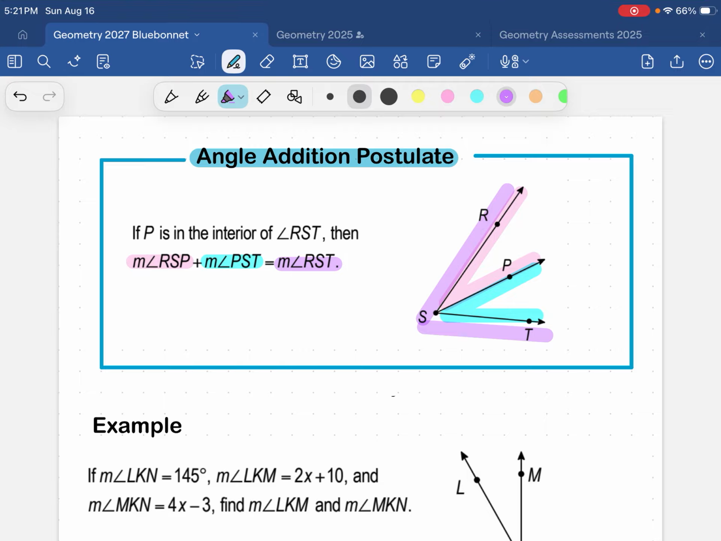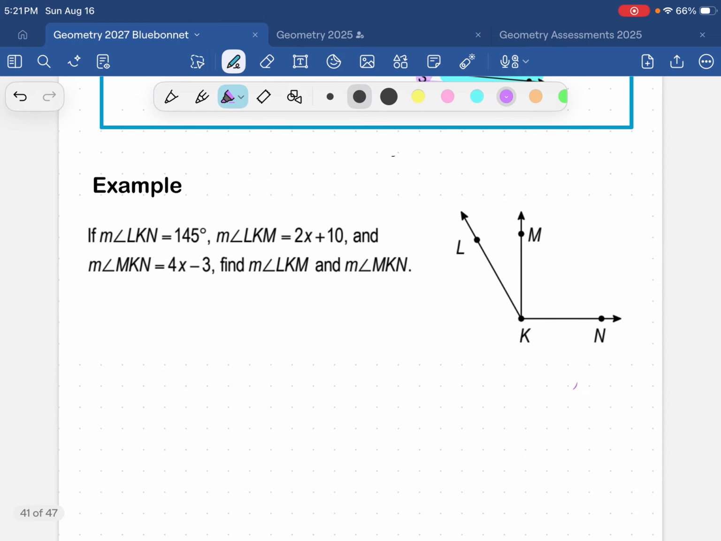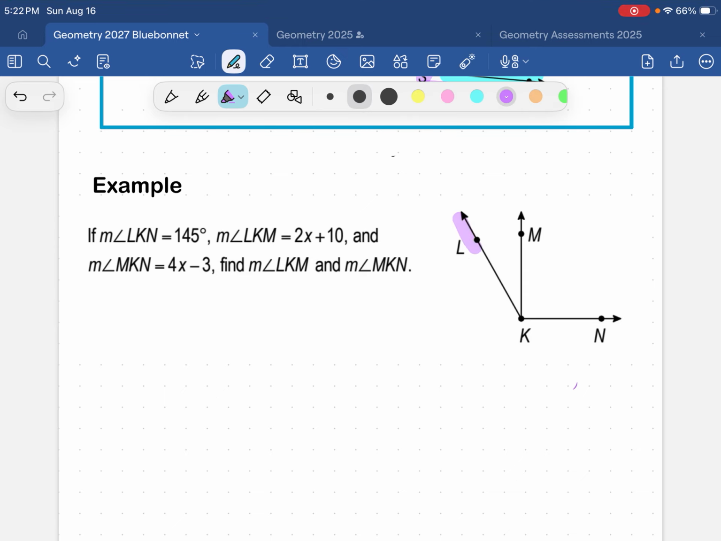All right, let's go ahead and practice. In our example, we know that the measure of angle LKN is 145 degrees. So find the letter L, go to the letter K, and end at the letter L. This is the purple one from up above. So I'm going to go ahead and highlight it in purple. And since the numbers are not here, I'm going to go ahead and do this. I like to go like that, and I'm going to put my 145 down here.